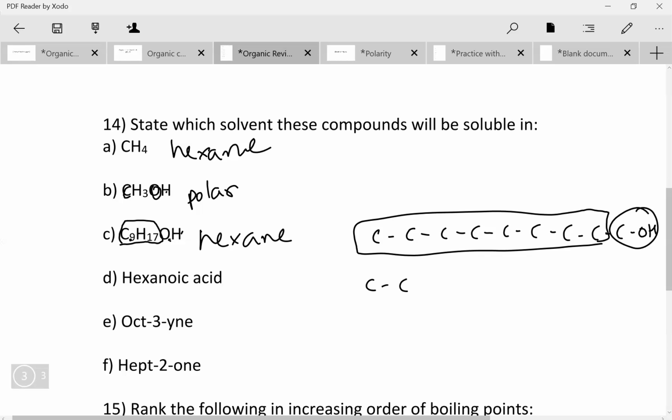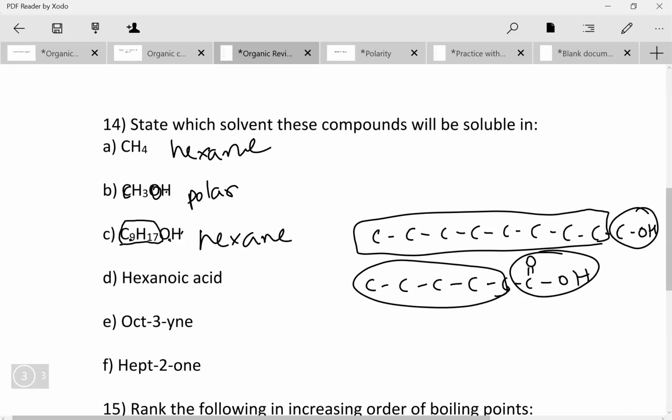Hexanoic acid, 2, 3, 4, 5, 6, double bond OH. So again, this part is polar, this part is nonpolar. Nonpolar kind of wins out, but it's not as much as before, because that one was huge. This is not as much because there is a big polar part as well because of the double bond OH. So this is both hexane and water, I would say.